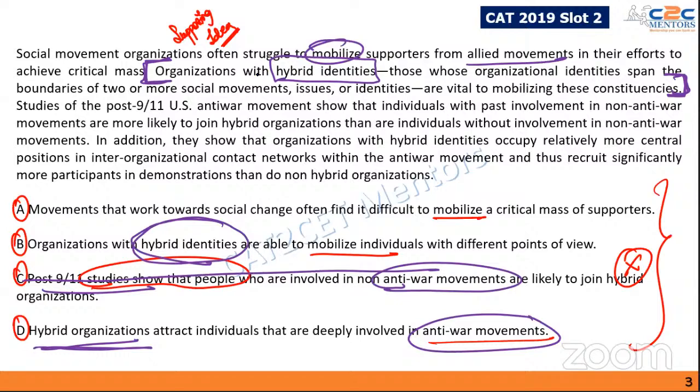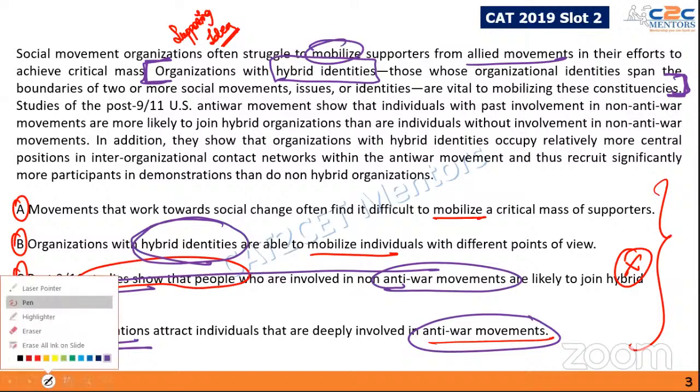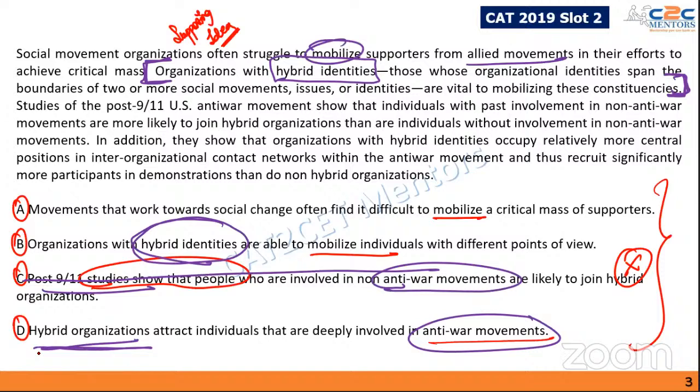Sir, how did you arrive at this conclusion that this whole thing is important? See guys, understand this. As an author, when I state something, to prove that point, I will be giving an example right after my point. Look at this. Studies of the post 9/11 US anti-war movement show that individuals with past involvement in non-anti-war movements, and so on. This is nothing but your example.